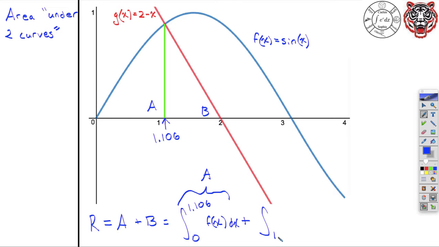From 1.106 to 2, yeah. And what is the function that I hit from the x-axis going straight up? G of x. G of x. Perfect. Let's find this on our calculators.